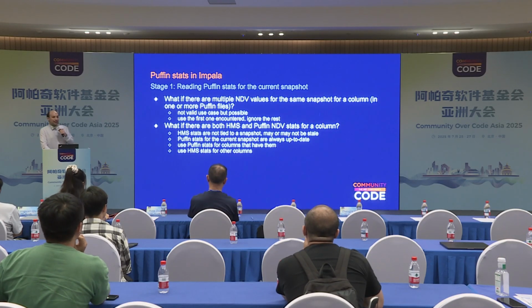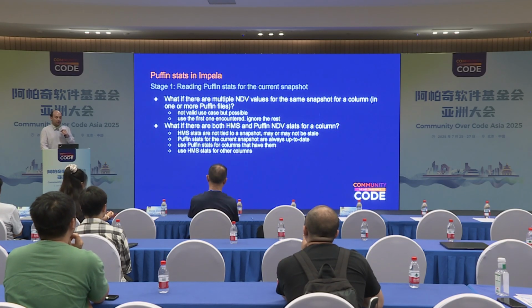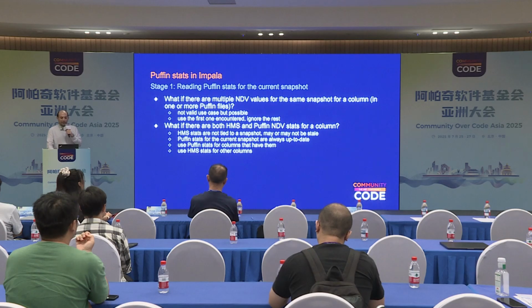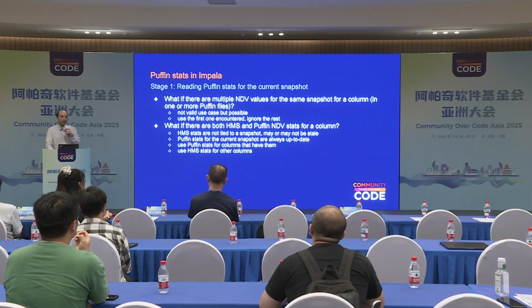Puffin stats are tied to snapshots, so we know whether they are accurate or up to date or not. HMS stats are not aware of Iceberg snapshots, so we don't know. And at this stage, when we only care about the current snapshot for Puffin stats, the choice is easy. We always use the Puffin stats if they are present, because that's always up to date. And if not, then we fall back to HMS.